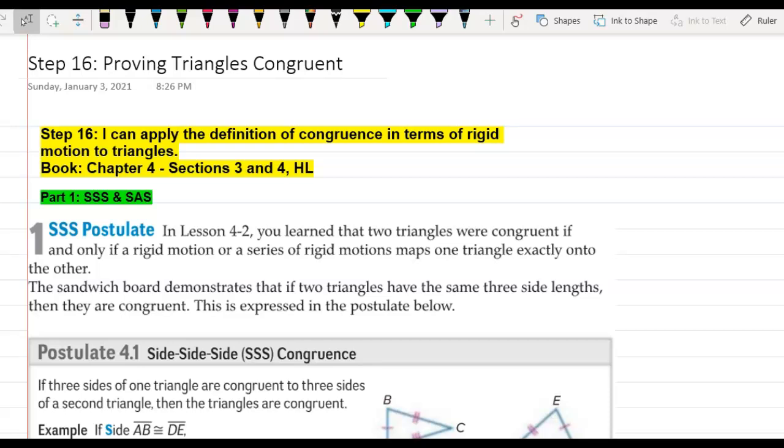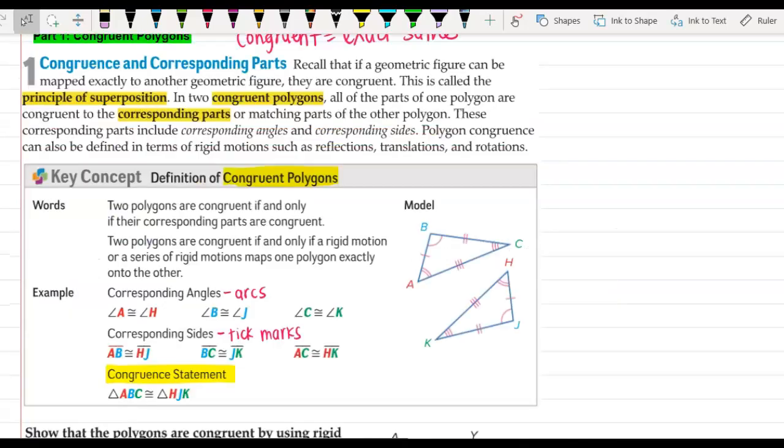So step 16 says, I can apply the definition of congruence in terms of rigid motion to triangles. In the book, this is chapter 4, sections 3 and 4, and there's one small postulate that I also pulled from 4-5 called hypotenuse leg that we'll cover. So I'm going to go back for just a second. You stay where you're at.